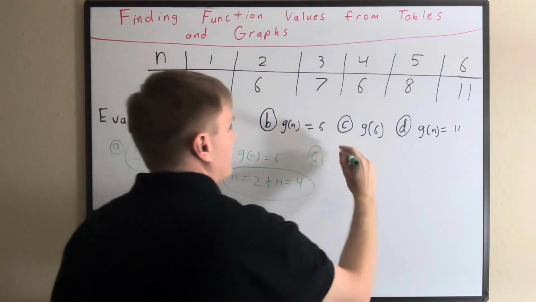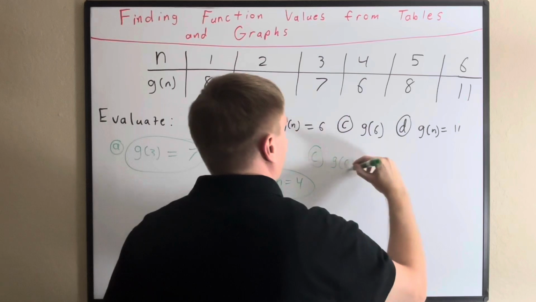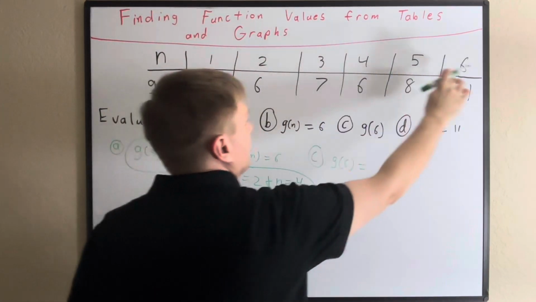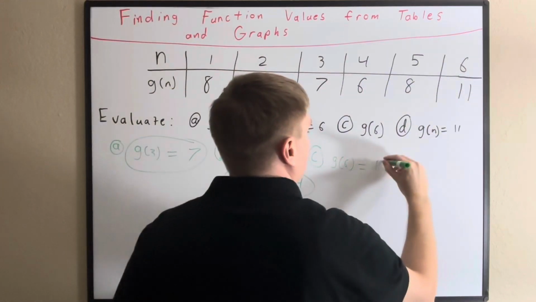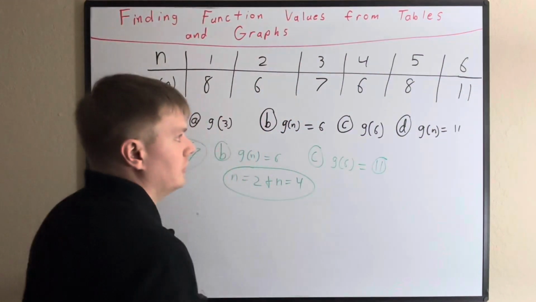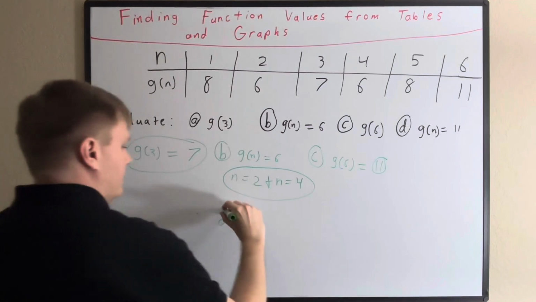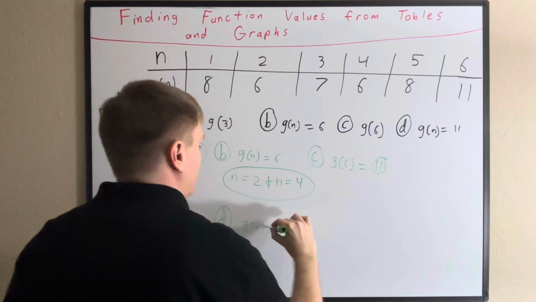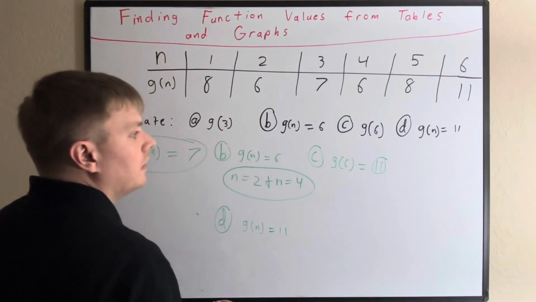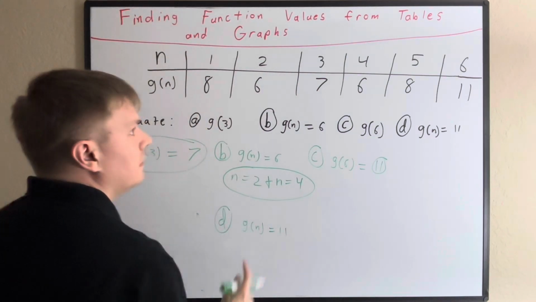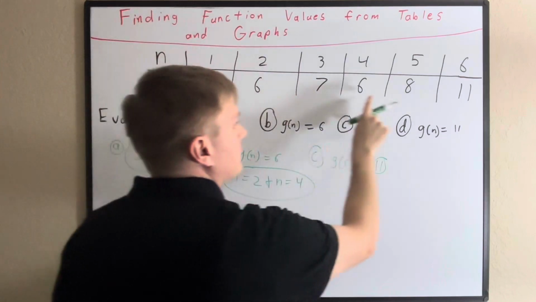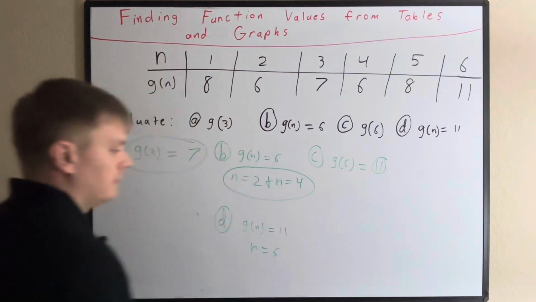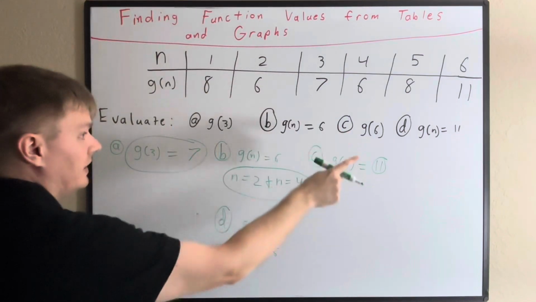All right, part C, g of 6. Okay, back to n, right? N equals 6, right there. So g of 6 equals 11. Okay. And part D, at last, g of n equals 11. G of n, 11. So n equals 6. There's only one answer that time. There's no other 11s there.